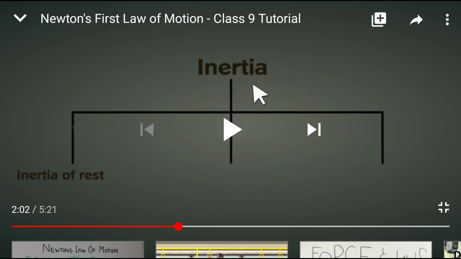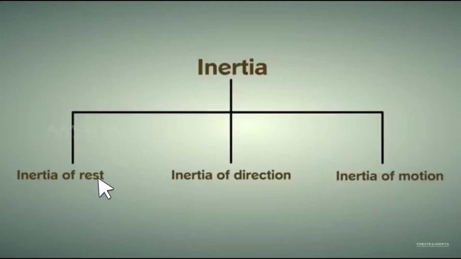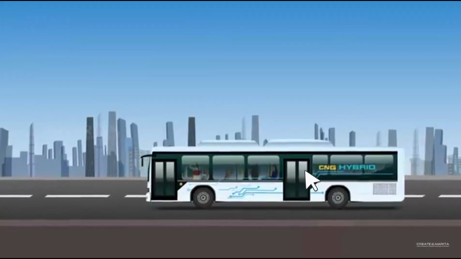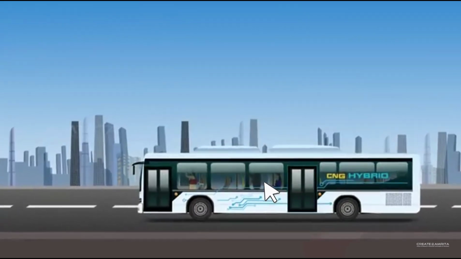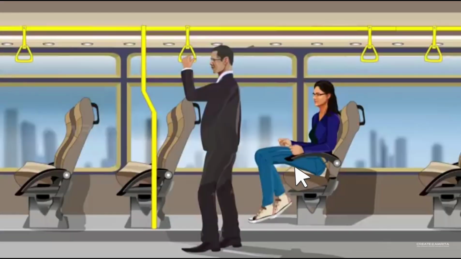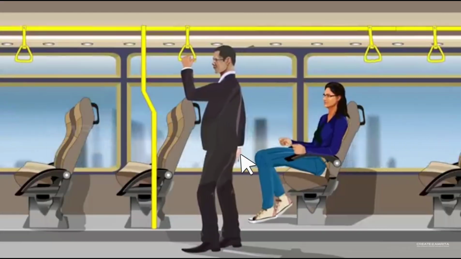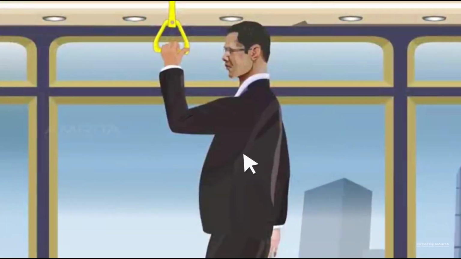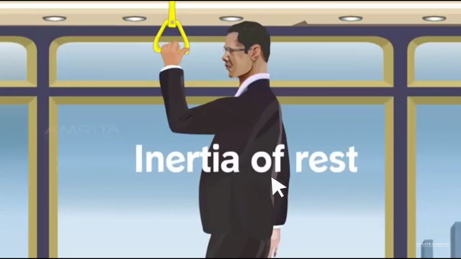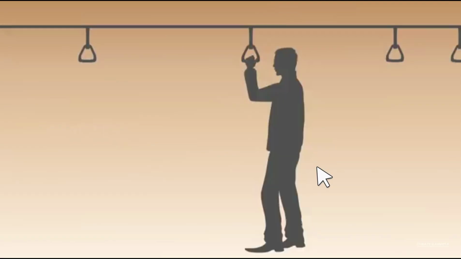Here, inertia has been explained comparatively in detail. You may not memorize this. It is only for your understanding. So, inertia is of rest, inertia of direction and inertia of motion. Suppose you are traveling in a bus. A practical example of Newton's first law of motion. And all of a sudden the bus starts, and you will move backward. That is inertia of rest.